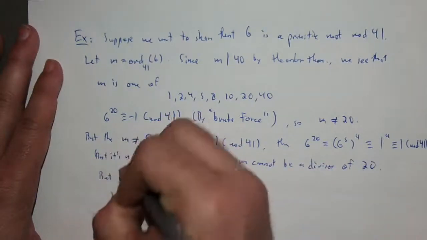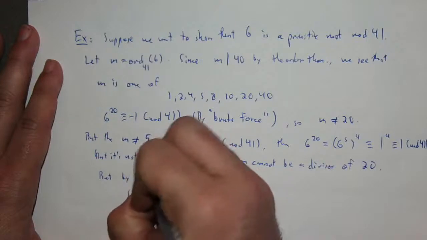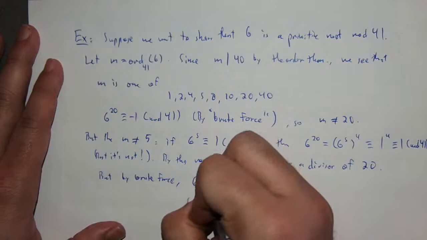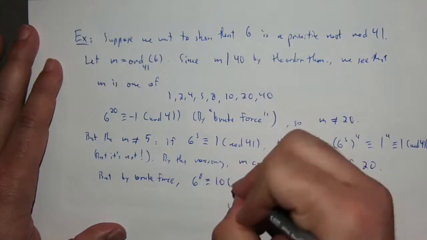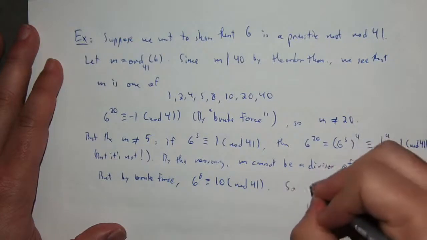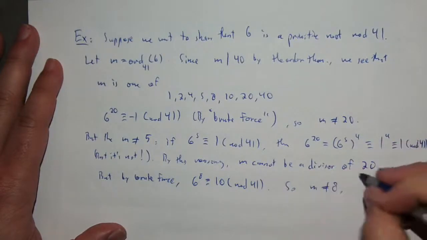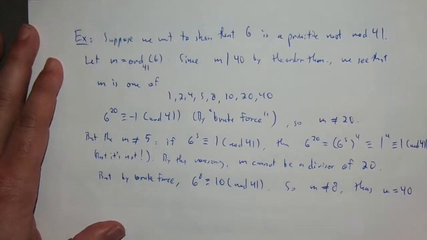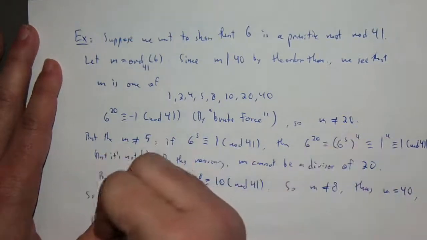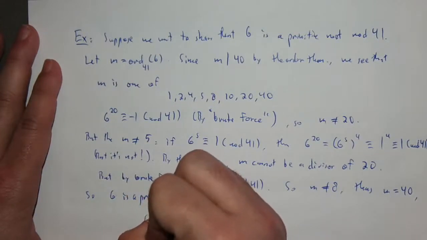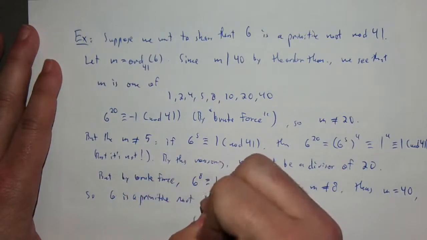But by brute force, 6 to the 8 is congruent to 10 mod 41. So M is not equal to 8, thus M is equal to 40. And so 6 is a primitive root for 41.